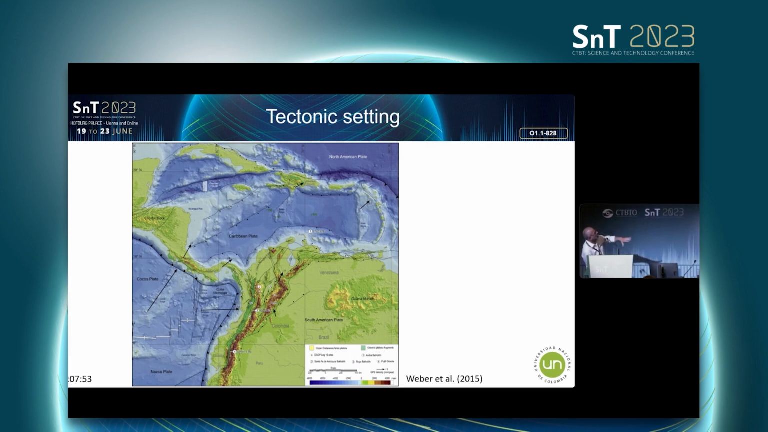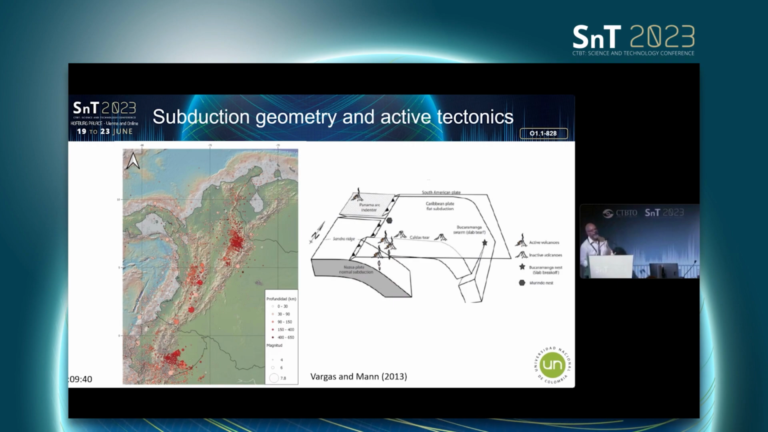Well, let me check a little about the tectonic setting of the area. We have an area where four plates are converging: South American, Cocos, Nazca, and Caribbean. It's a converging margin. Seismicity here is very intense. We have several seismic nests at different depths.